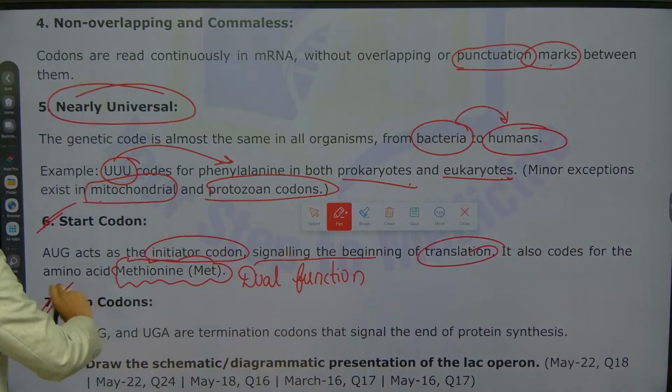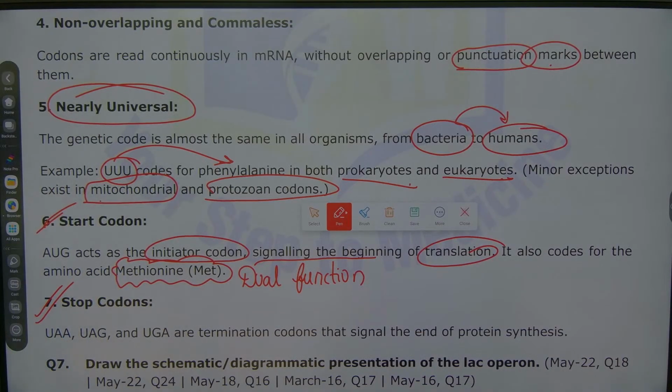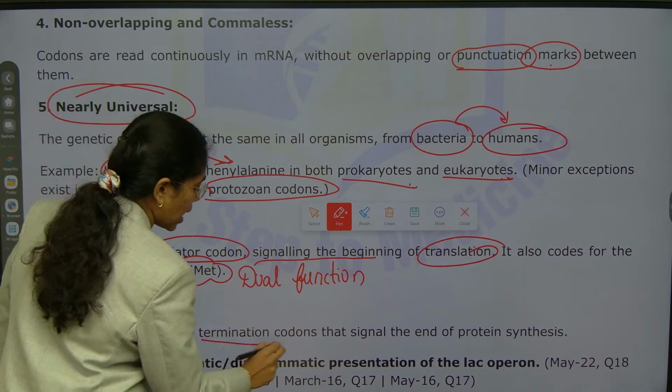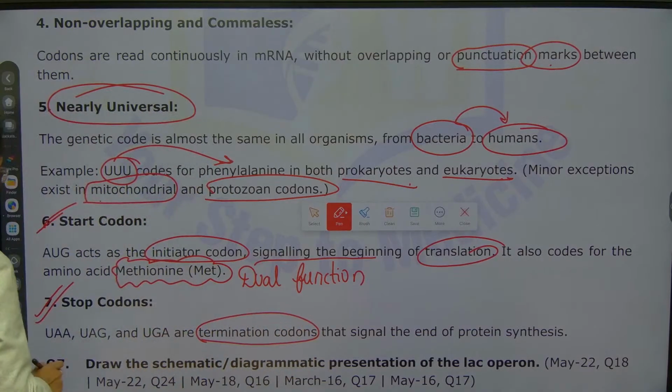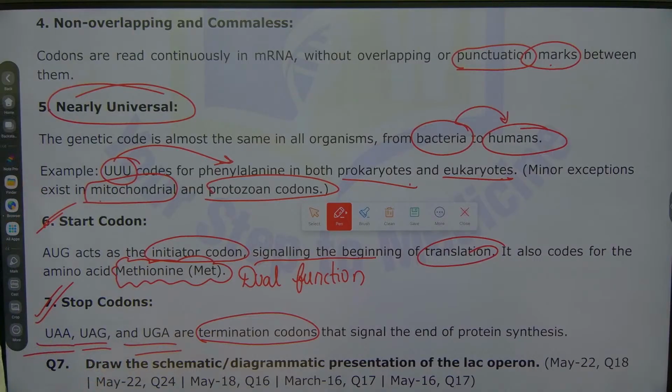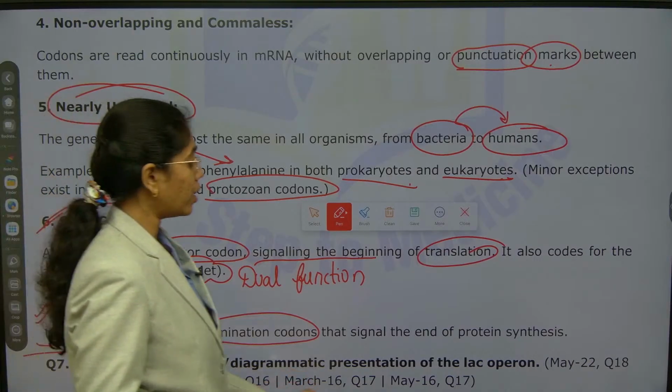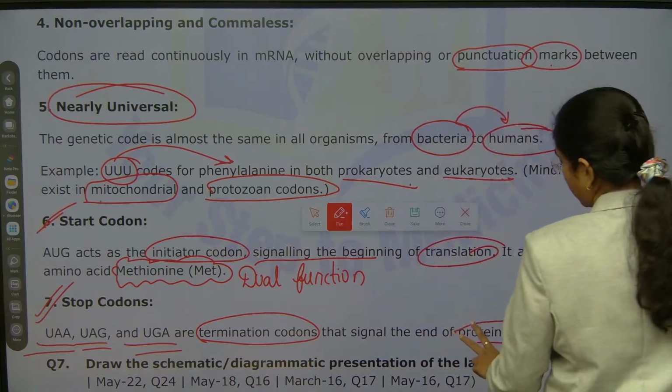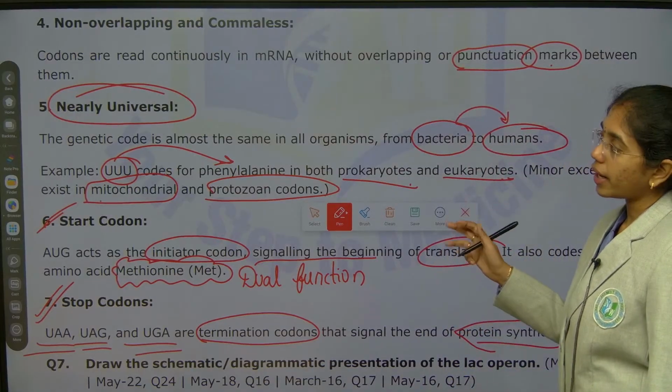Next, stop codons. We have 3 stop codons. Stop codons are also addressed as termination codons. As such, we have UAA, UAG and UGA. They will signal the end of the protein synthesis. Fine? Clear till here? Any doubt anywhere?